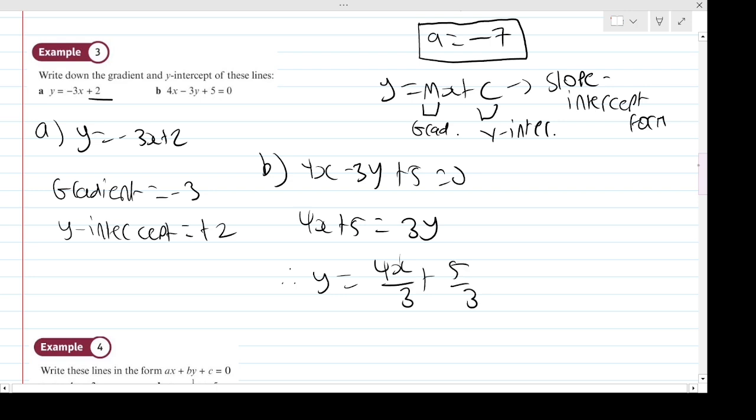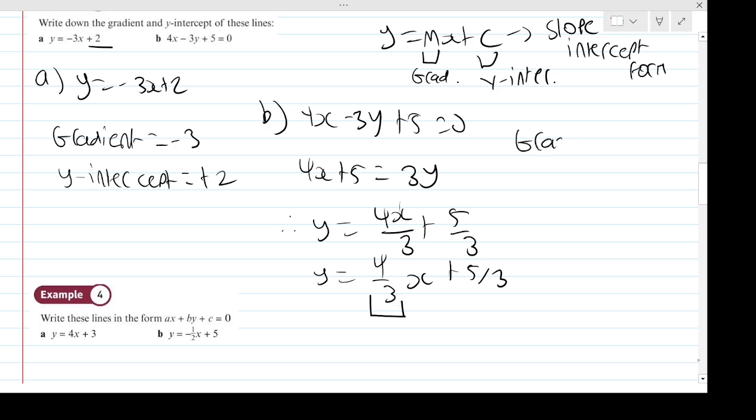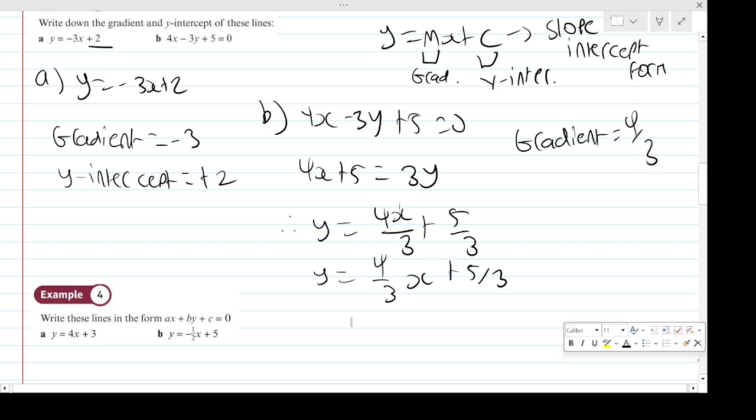Okay. Now I can make this a little bit clearer, because then I can say it's 4/3 of x, right? Plus 5 over 3. And hopefully now it's very clear what the gradient and the y-intercept will be by comparing it with mx plus c. So that's going to be your gradient, because that's in front of the x. So gradient is 4/3. And the y-intercept would be 5 over 3.